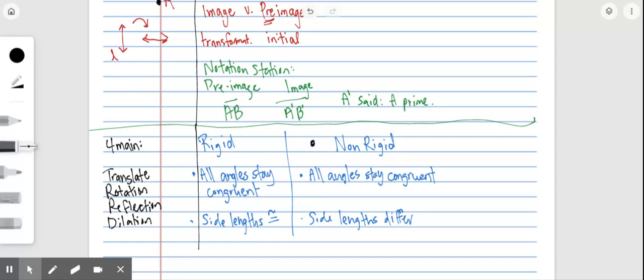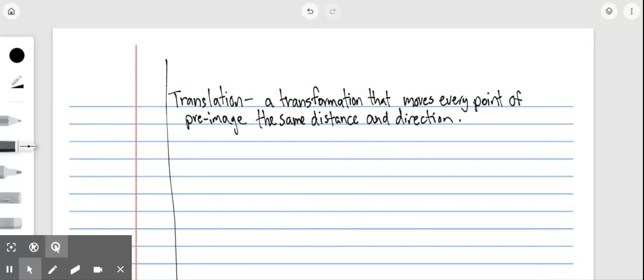Do the angles stay congruent? Do the side lengths change? Which of those four main transformations do those things? Okay, so again, just make sure that you know rigid and non-rigid, and then I'm going to give us definitions of each of these four, and then we'll be done. I'm going to start a new page. All right, so we'll start with translation.